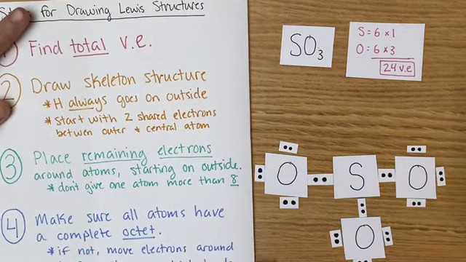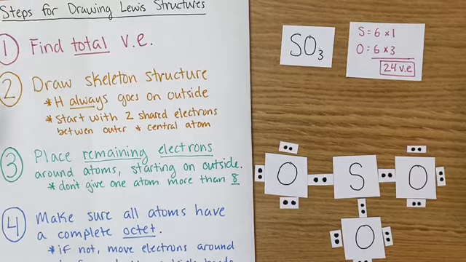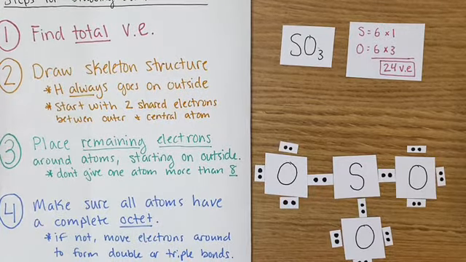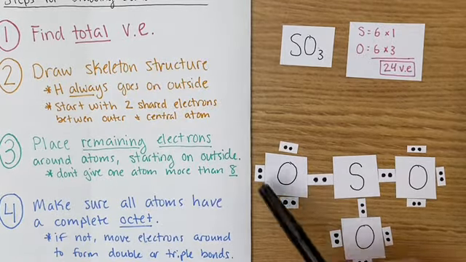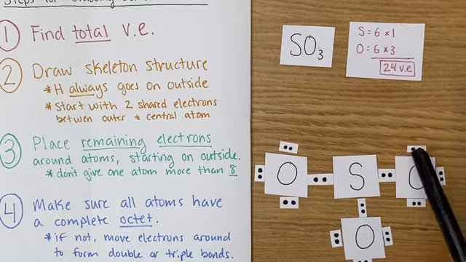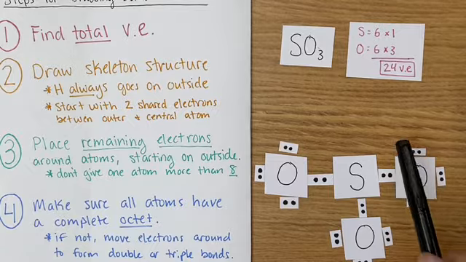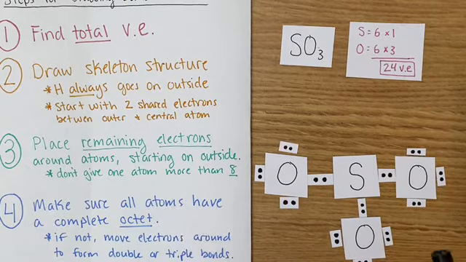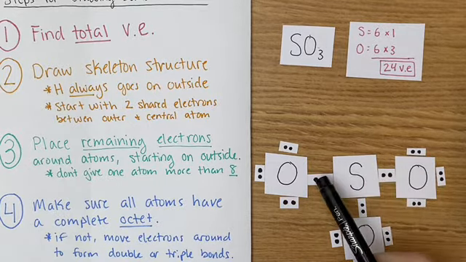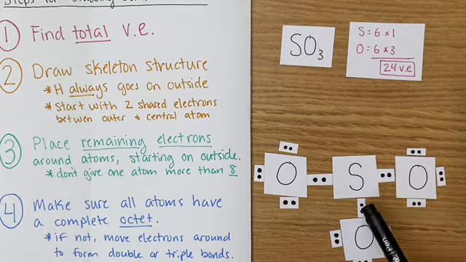Step 4 is going to be make sure all atoms have a complete octet. If not, move electrons around to form double or triple bonds. So let's check. We moved all of these electrons around our oxygens and said that all of our oxygens have 8. Now we need to check on our sulfur atom, because remember, all of the atoms have to have an octet. Right now, sulfur has 2, 4, 6 electrons that are being shared with it.